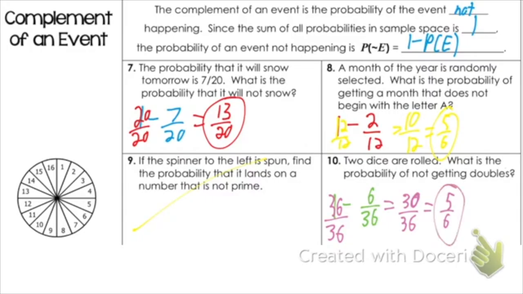So is it more likely you don't get doubles or more likely you do get doubles? It's more likely you don't get doubles, right? By quite a bit. 5 times as likely you don't get doubles than you do.